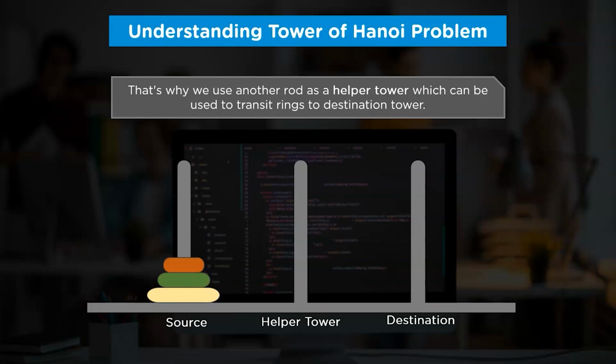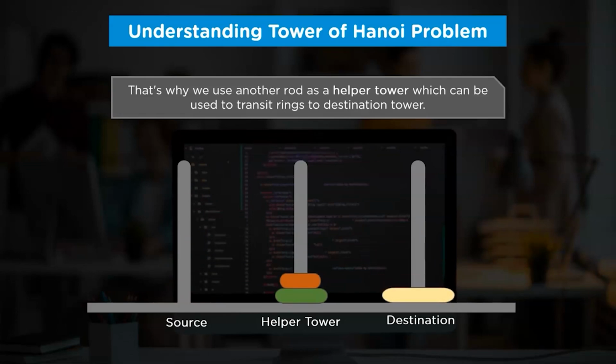So, to make this understandable to all of you, let me give you a rough example. In this Tower of Hanoi problem, we have three rings at the source tower. Now, to attain the same sequence at the destination tower, we'll move the top two rings to the helper tower. After that, we can move the ring with the highest diameter to the destination tower.